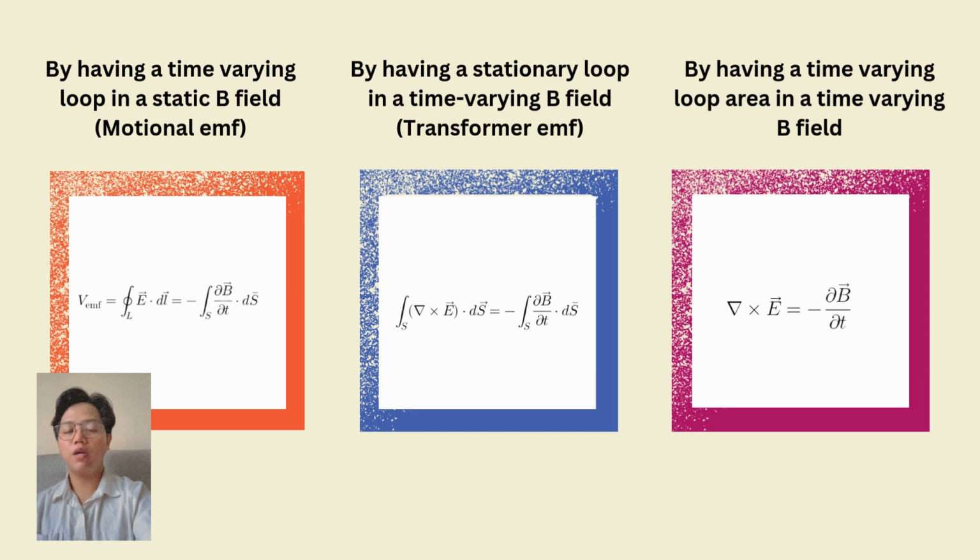These are the 3 ways the EMF can be varied. The first one is a loop moving in a static B field, which is called the motional EMF. The second one is having a stationary loop in a time-varying B field, which is called the transformer EMF, and also by having a time-varying loop area in a time-varying B field.